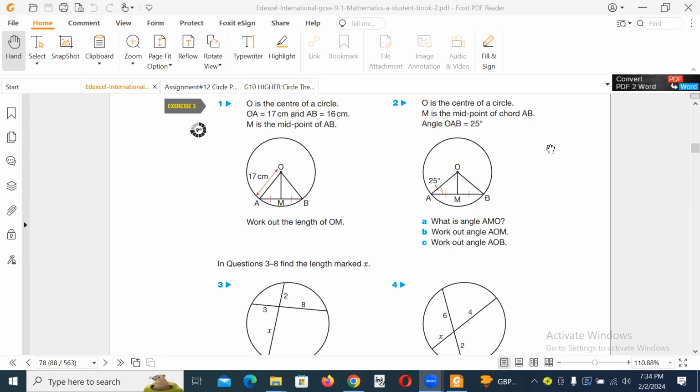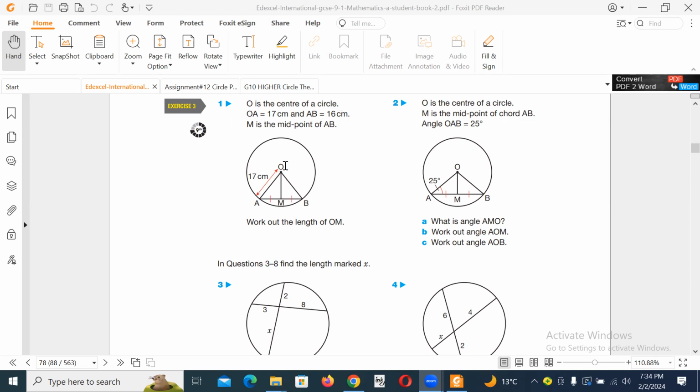Hi viewers, now we'll discuss circle properties and Pythagoras theorem, angle properties in a circle, and the intersecting chords theorem, as you can see in questions number 3 and 4. So first, in question number 1, O is the center of a circle.